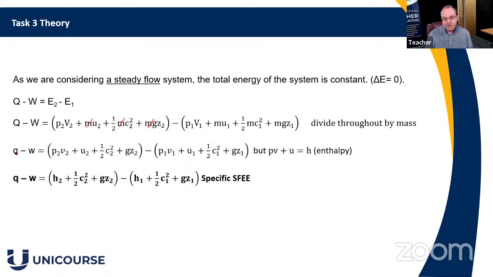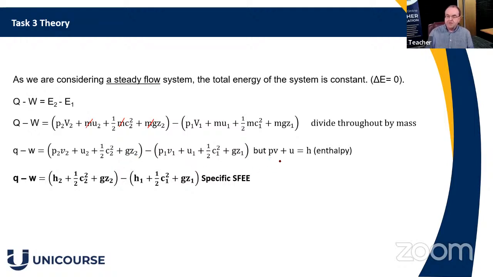So we end up with q. Now you'll notice we've changed Q to a lowercase, so it's q minus w in lowercase. That means it's a specific heat transfer. So this q would be heat transfer per kilogram of fluid, and this w would be the energy transfer through work per kilogram of the fluid, as we've divided throughout by mass. That leaves us with the pressure work, plus the internal energy, plus the kinetic energy, plus the potential energy.